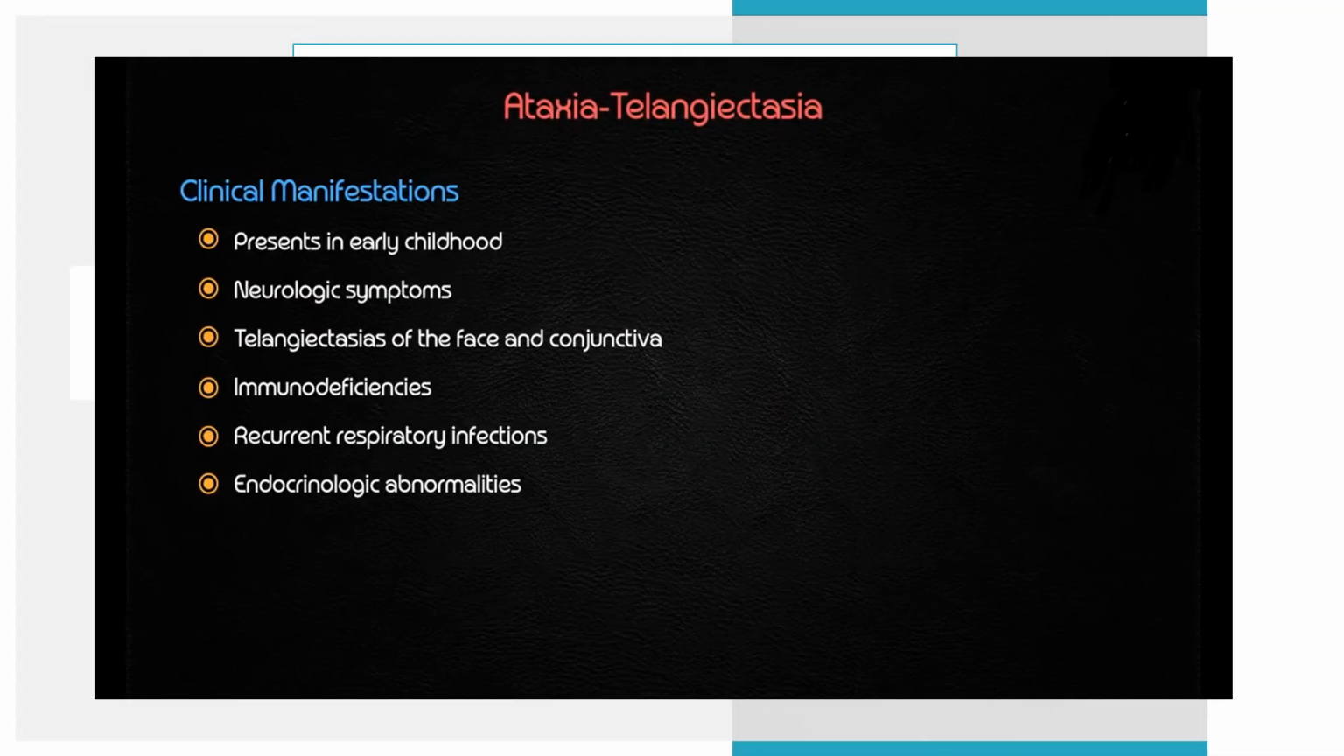Ataxia telangiectasia usually presents in early childhood. Ataxia generally starts after 24 months and is more prominent by the age of 3 years. Then there will be telangiectasia of the face as well as the conjunctiva, cerebellar ataxia, plus various immune deficiencies. These various immune deficiencies can lead to recurrent respiratory infections. In addition, there will be endocrinologic abnormalities such as growth retardation, reproductive dysfunction, and diabetes. So these are the things that you need to know about the clinical manifestations of ataxia telangiectasia.